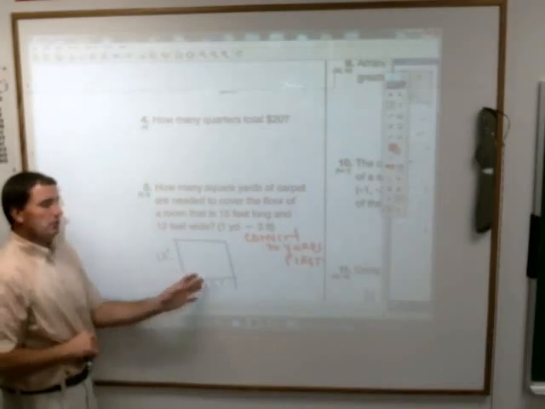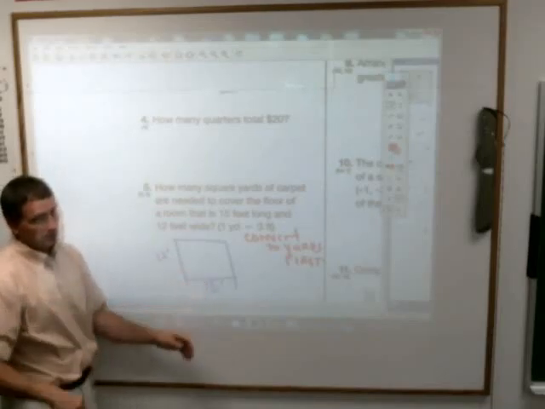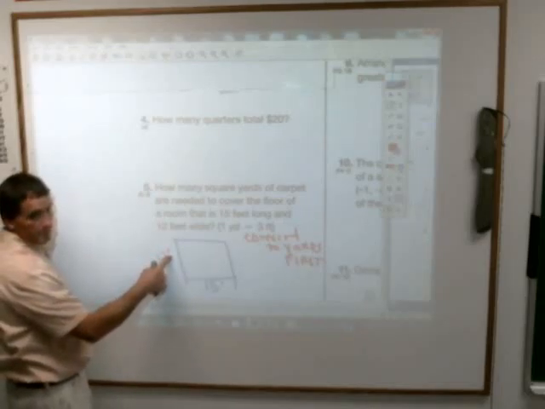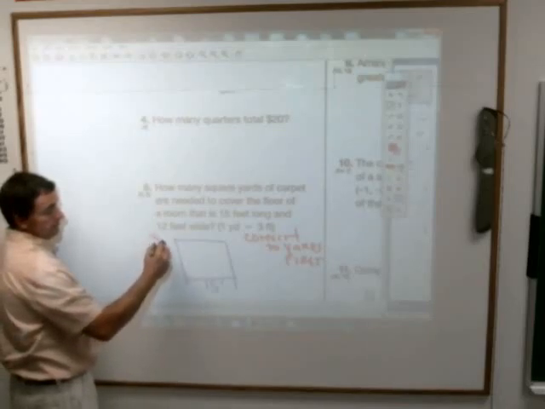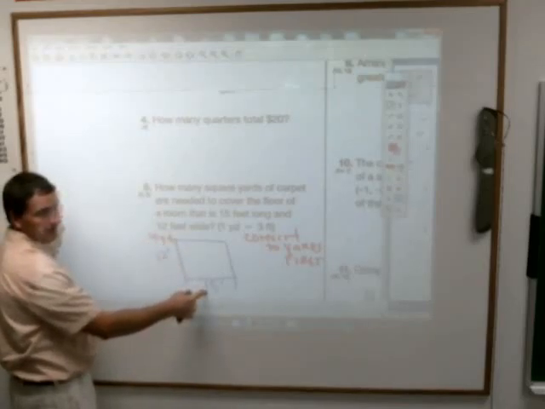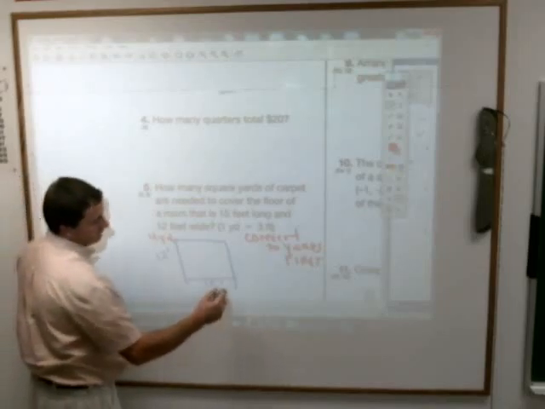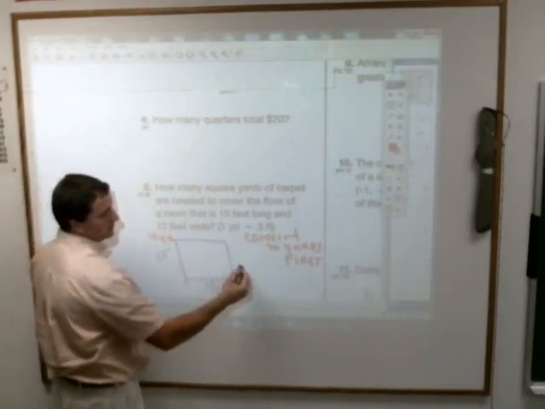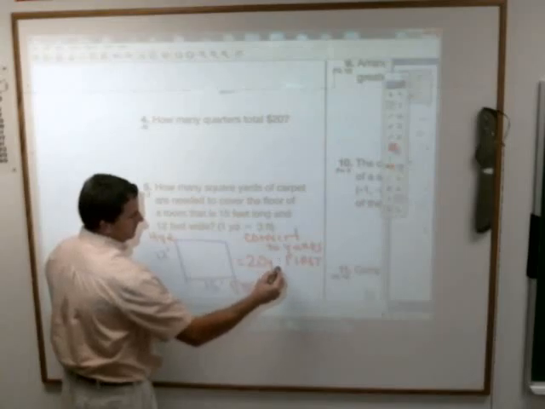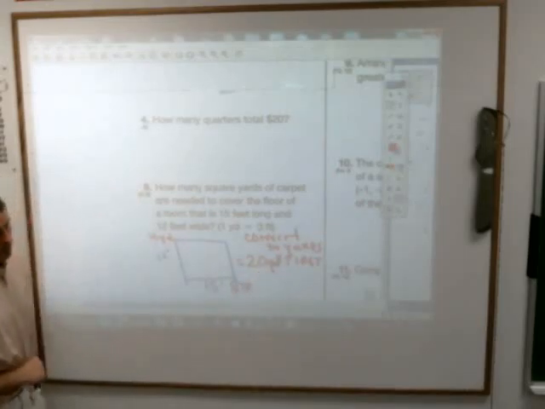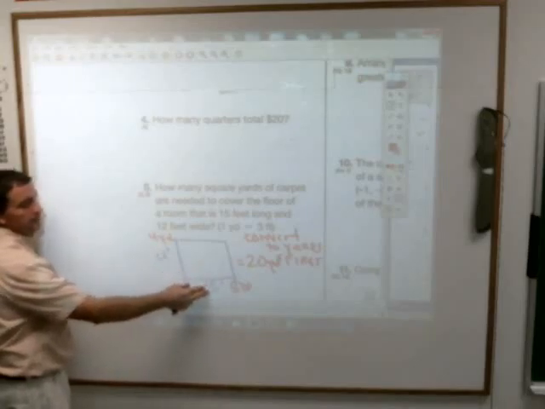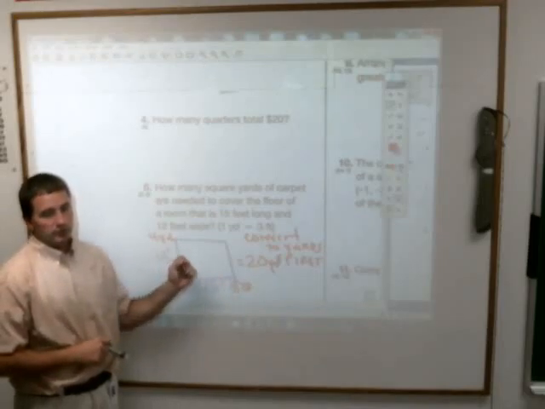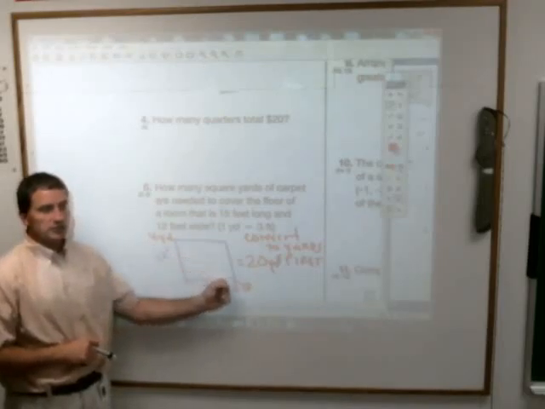You don't want to multiply this and then change it into yards, because that gets into a whole new can of worms. 12 feet is how many yards? Divided by 3. 4. 15 divided by 3 is? 5 yards. And now, length times width. 4 yards times 5 yards is 20 square yards. And you don't want to wait till the end. You don't want to multiply 12 times 15 and divide by 3, because you'll get the wrong answer. You want to change it right away so you don't have to worry about it in the end. Note to self.